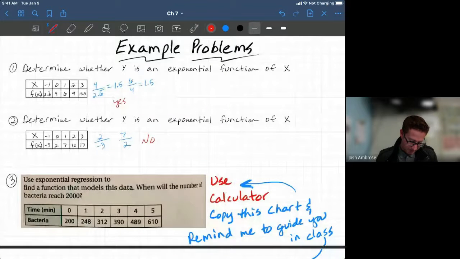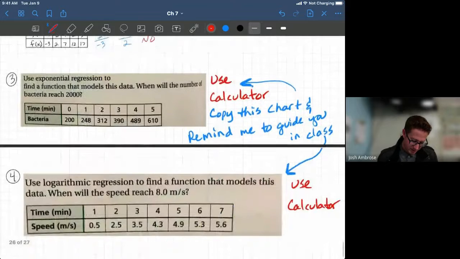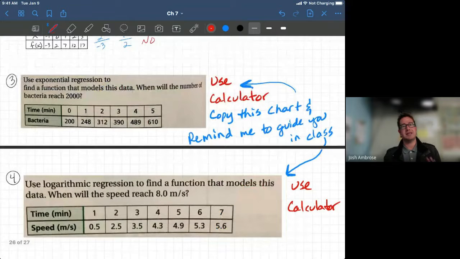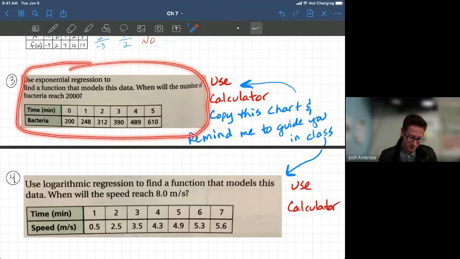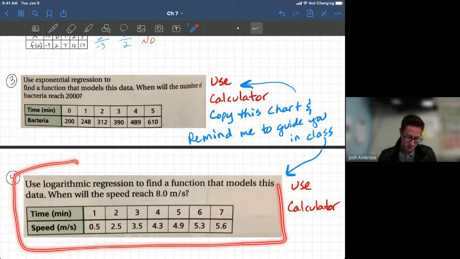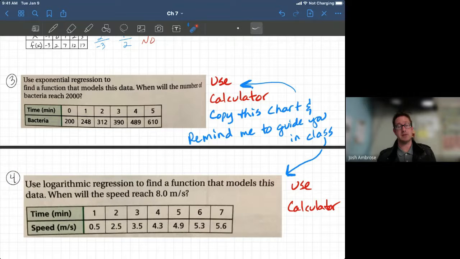Now what I need you to do is just take the time to copy these next two example problems down. So that's example problem 3 and example problem 4. Copy those into your notes. That is all of this right here and all of this right here. I'll be checking it. And then in class, I will teach you how to use the calculator for both of these problems, how to create, whether they're asking for an exponential regression or a logarithmic regression.